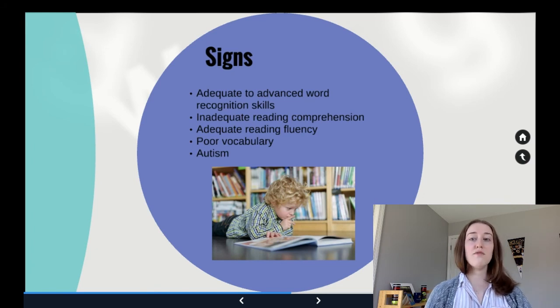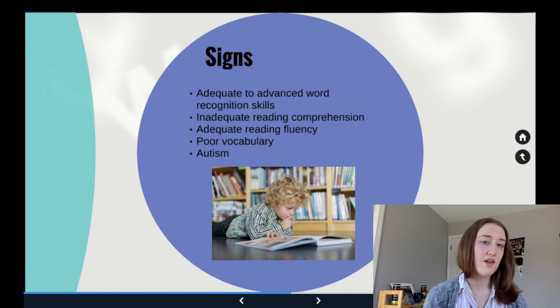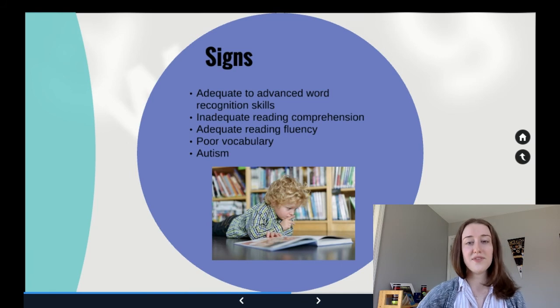A clinical review actually concluded that almost 84% of children with hyperlexia are on the autism spectrum, but on the other hand, there are only about 6 to 14% of children who have autism that have hyperlexia. So it's very common for people with hyperlexia to have autism, but it's much less common for people with autism to have hyperlexia, if that makes sense.